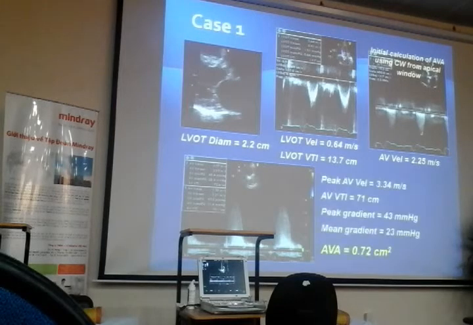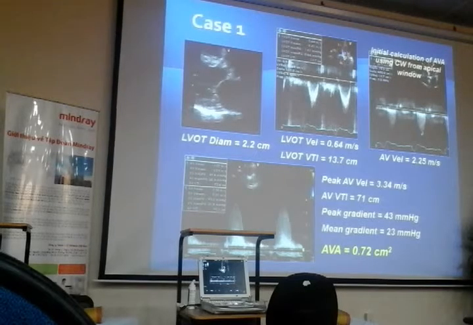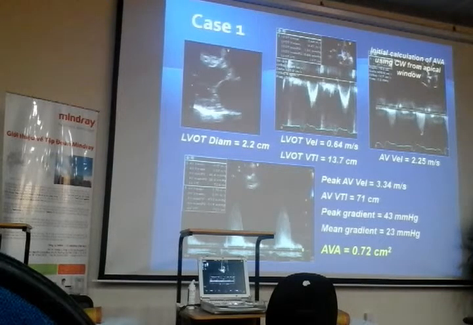So in truth, this patient's valve area calculation was indeed 0.72 centimeters squared, which is severe aortic stenosis.